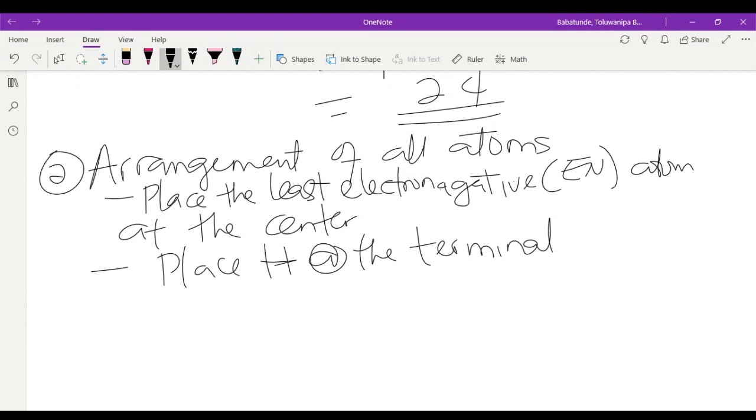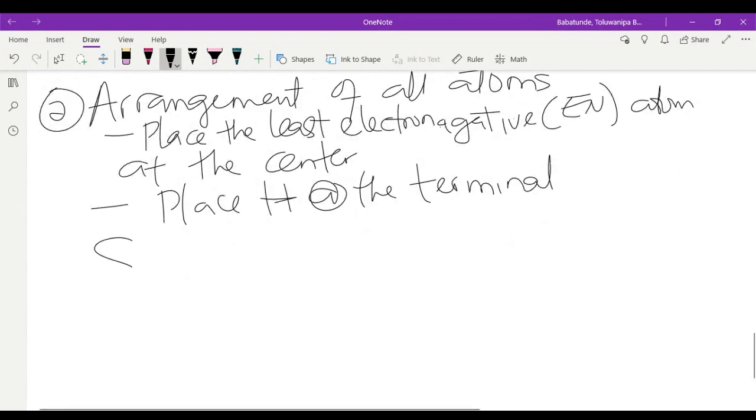All right. So in case there is hydrogen, we place hydrogen at the terminal because hydrogen is always looking forward to become a duet, not an octet. So even if hydrogen is the least electronegative atom that we have, we do not place it at the center, we place it at the terminal.